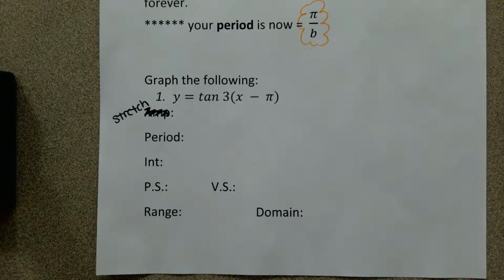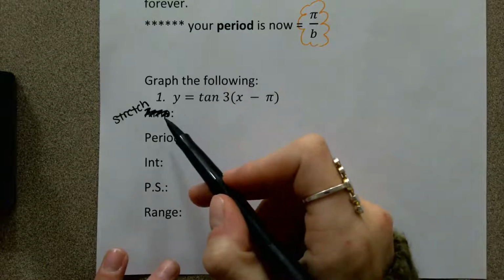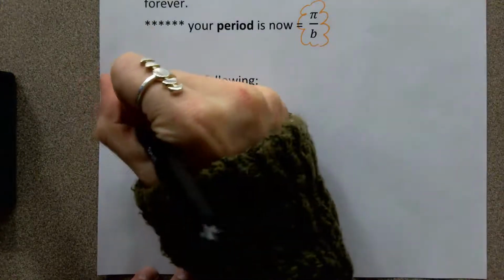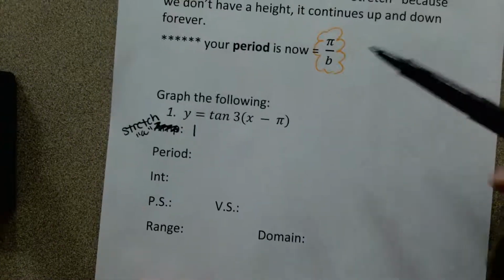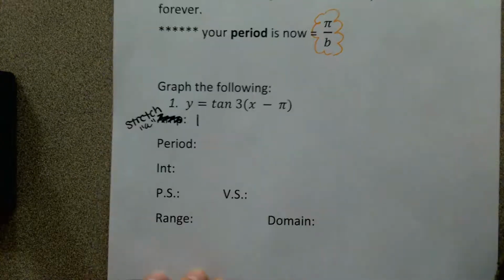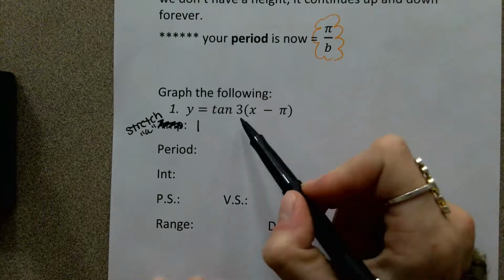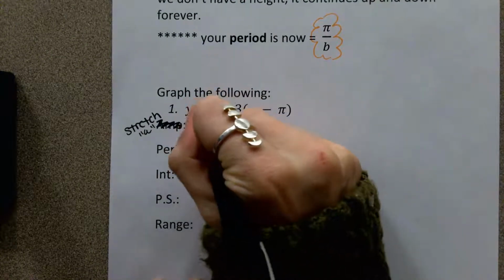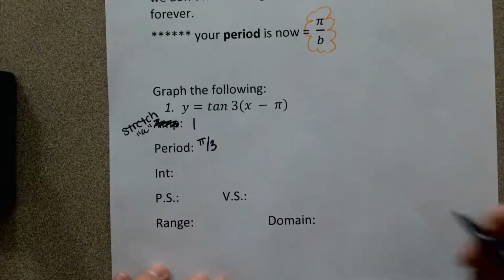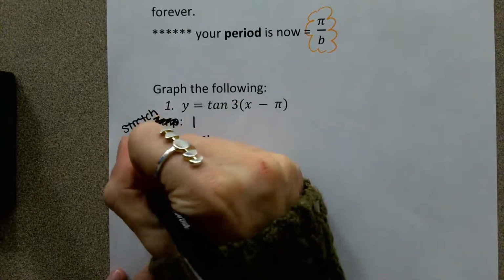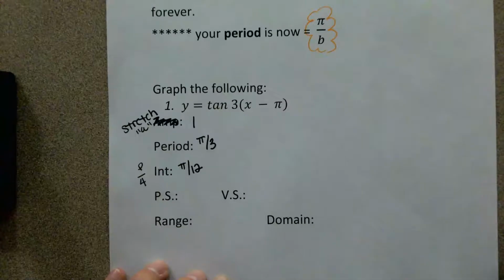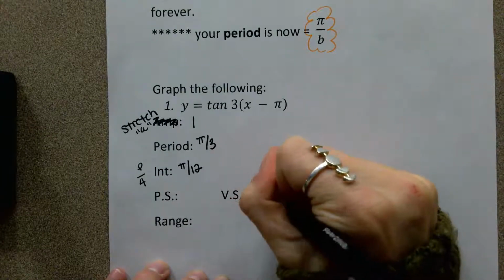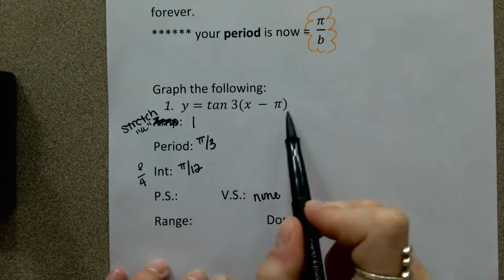We still need to find everything. So my stretch or my amplitude is still my A in front of my trig function, which is 1. My period is now pi divided by b. So pi divided by b, here's my b, I'll have pi over 3. My interval is still found the same, so I'll still have my period divided by 4. Pi over 3 divided by 4 is going to give me pi over 12. I don't have a vertical shift, and I have a phase shift of positive pi.